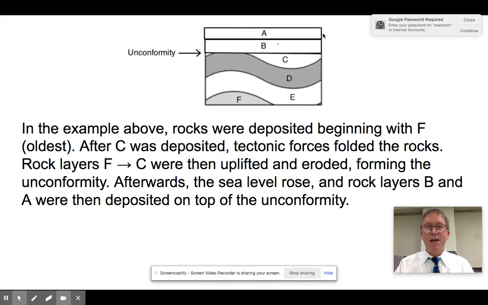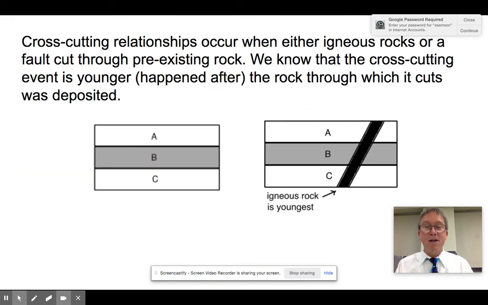It's so awesome. All right, and then we have what we call cross-cutting relationships. So a cross-cutting relationship means that sometimes there are things that don't have anything to do with sedimentary rocks getting deposited, but breaks or intrusions of igneous rocks cutting through them. So when I have a cross-cutting relationship, what I know is the thing that cuts through the rocks must have happened after the rocks were there. Otherwise, there was nothing to cut through. So I know that this one has to be younger because it couldn't have cut through A, B, and C unless A, B, and C were already there.